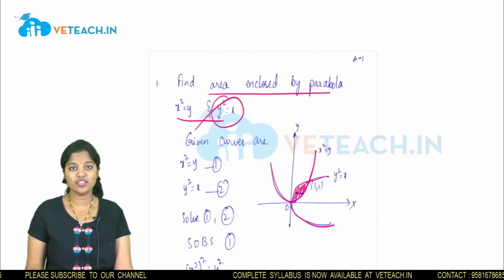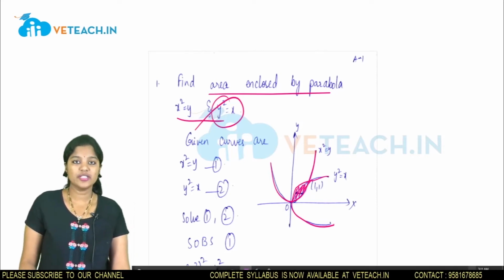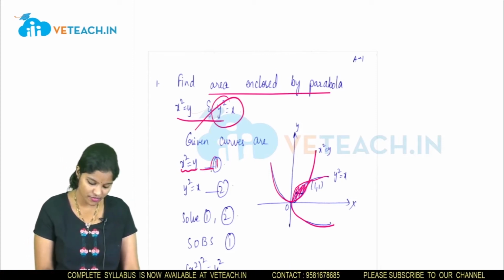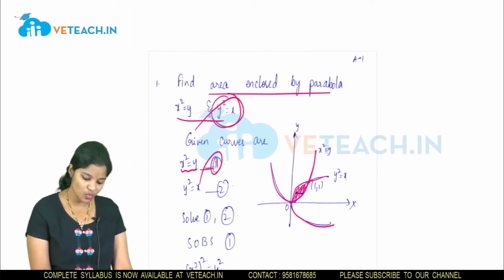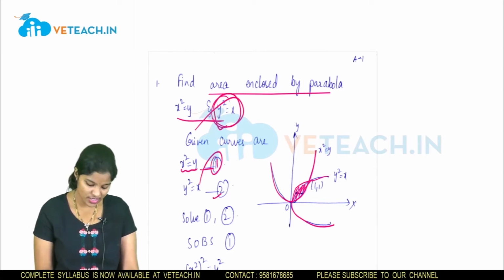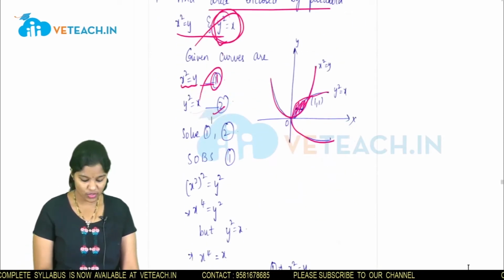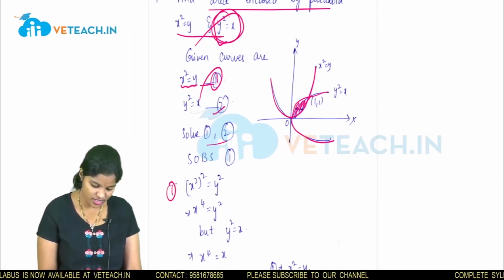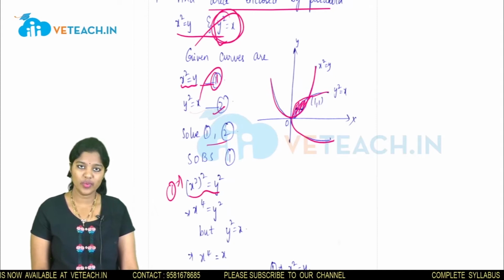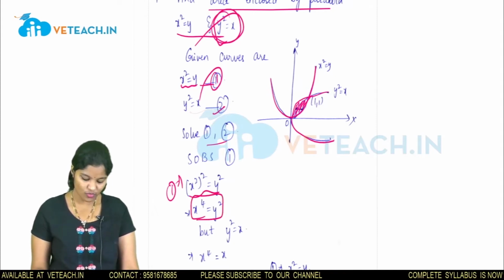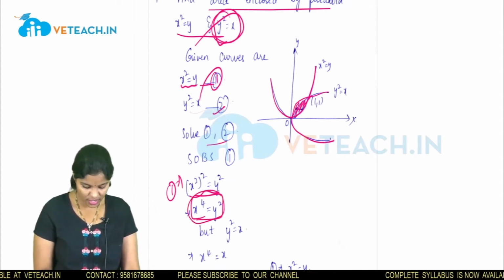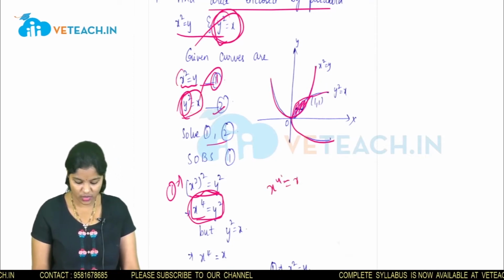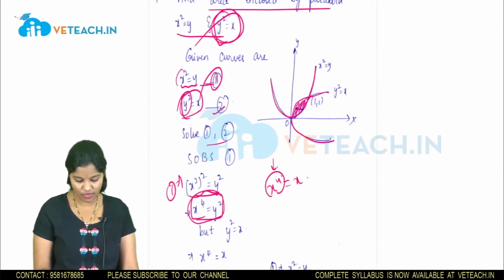So in order to find the area, first we should find the limits for the integration. Here they gave x square equals y, that is our first equation, and the other curve is y square equals x, that is our second equation. So upon solving those two equations, what will we get? First take the first equation and square on both sides. We will get x power 4 equals y square. Now put this y square value in the second equation. What will we get? x power 4 equals x, because this is the value of y square.